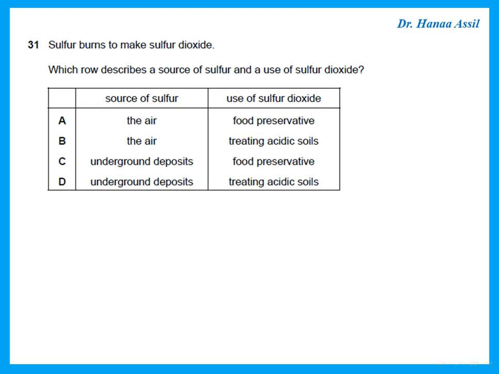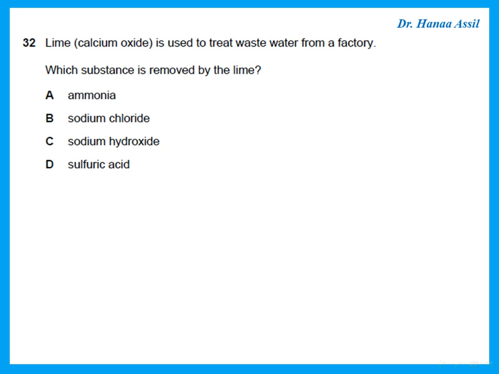Which row describes a source of sulfur and a use of sulfur dioxide? Where do we get sulfur from? You have to remember, we get sulfur from underground deposits. So my answer is C or D. Now, what do we use sulfur dioxide for? We use it as a food preservative.